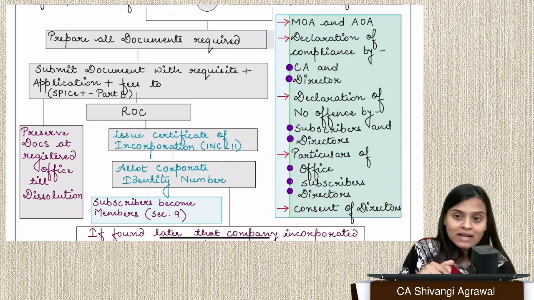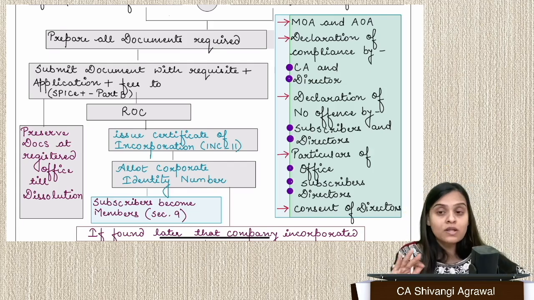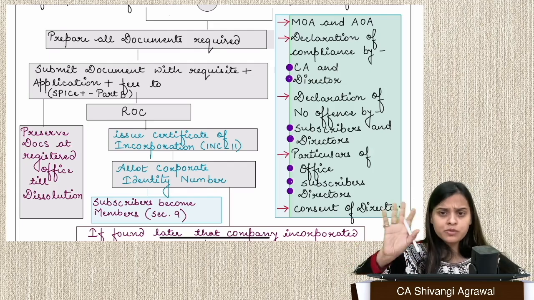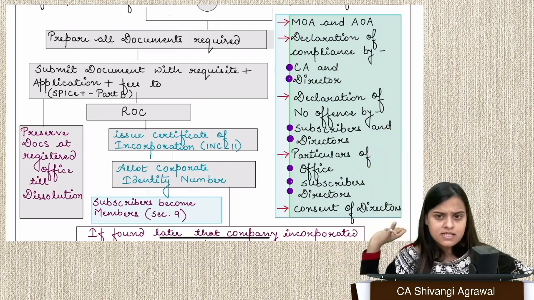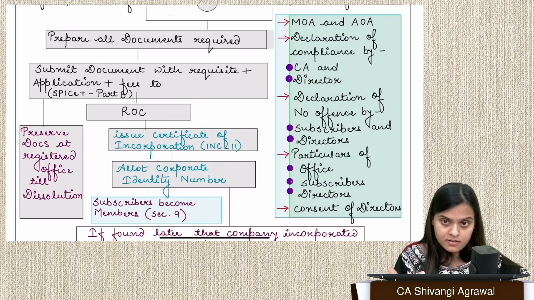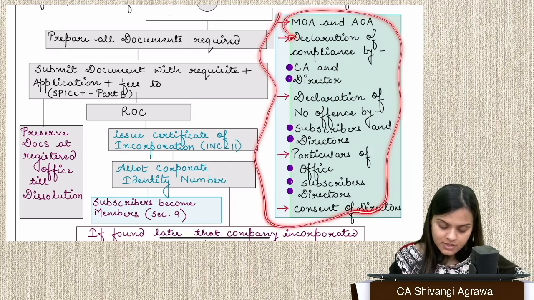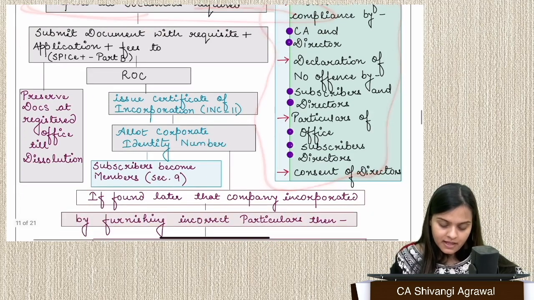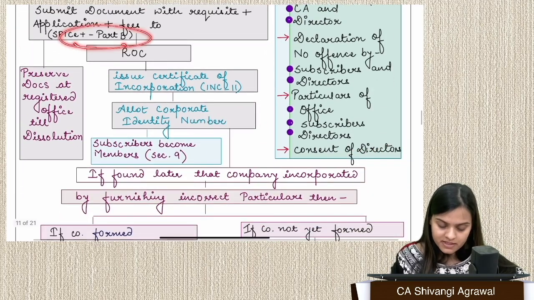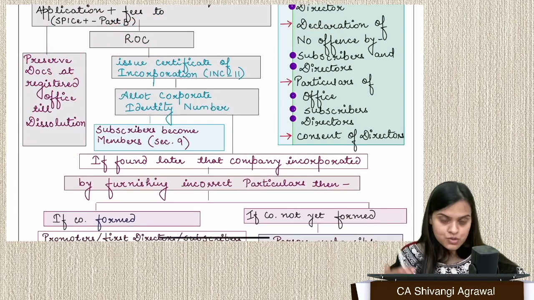So right now if you do not have a registered office, it's completely fine, right? Thereafter you will have all the particulars of all the subscribers, directors, complete details, right? And you also have to have the consent of the directors, their disclosure of interest. Okay, so all these documents are attached, all the documents are prepared, and thereafter you file part B of Spice Plus along with all these documents to ROC. You will preserve all these documents till dissolution.